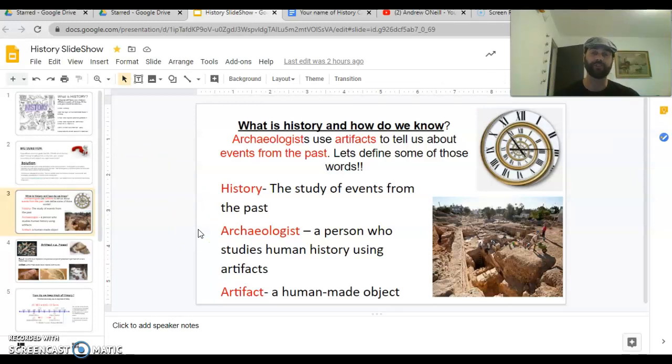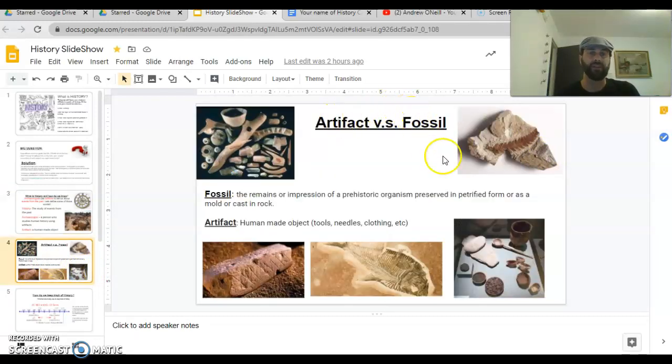An artifact is a human-made object. I do want to take a minute to discuss the difference between artifact and fossil. A fossil is the remains or an impression of a prehistoric organism, preserved in petrified form as mold or cast in rock. An artifact is a human-made object or tool. A lot of the times people ask me, what if someone takes a human bone that was like a fossil and then sharpens it? Well, if a person turned it into a tool, that turned it into an artifact, right? So fossils are made by nature, and artifacts are made by humans.